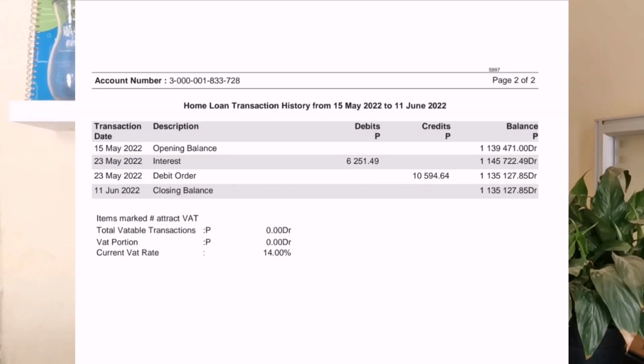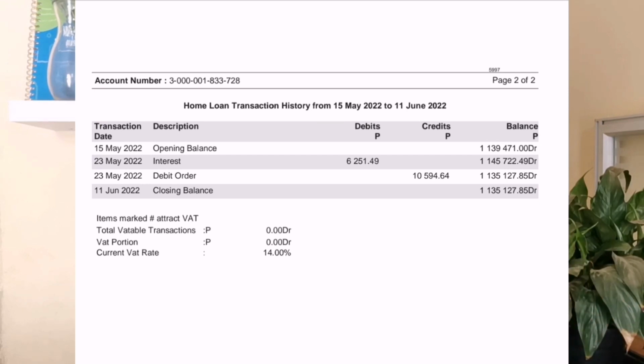So looking at that loan statement, let's look at the far right. On your far right, you are going to see your loan balance as at the 15th of May 2022. You need to take note of the fact that your loan balance is a debit balance. It's not a credit, so it's a negative balance because it's a loan. That's what you need to understand. So that is your opening balance.